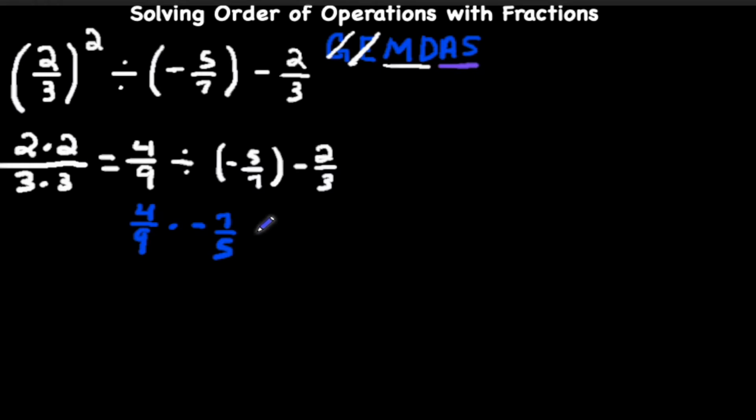Bring everything else down. Okay, so now you're going to multiply. So remember, multiplication comes before subtraction. So 4/9 times -7/5. We're going to multiply across the numerators. So 4 times -7 is -28. So that's -28 over 9 times 5 is 45. And we have minus 2/3.